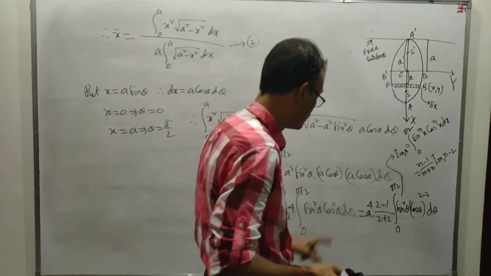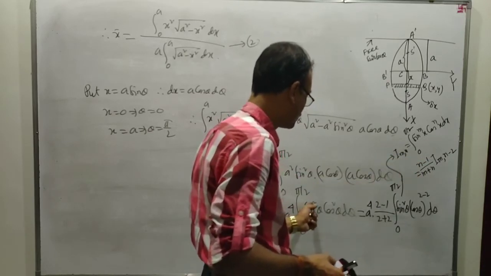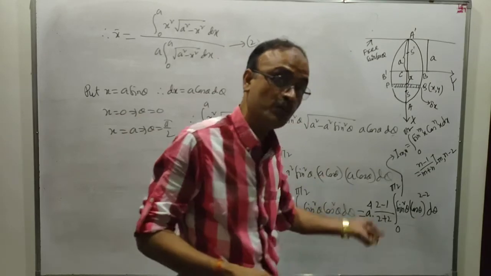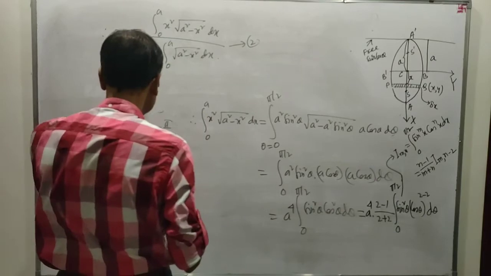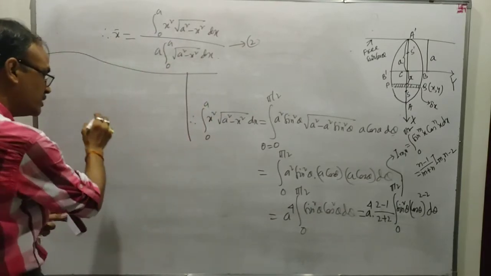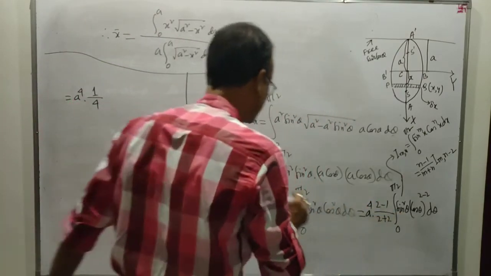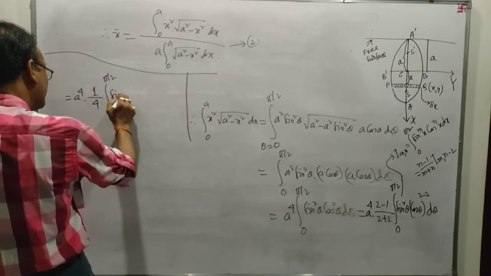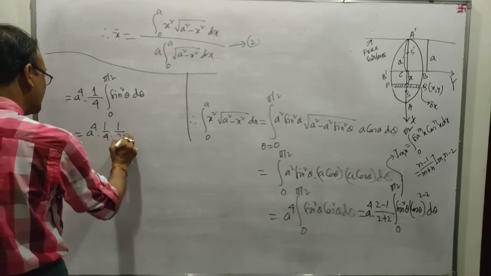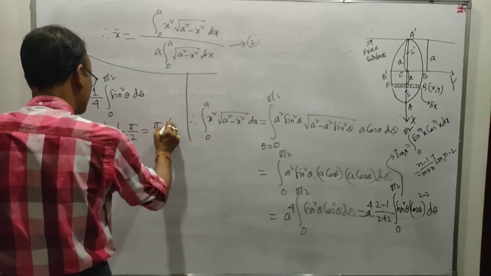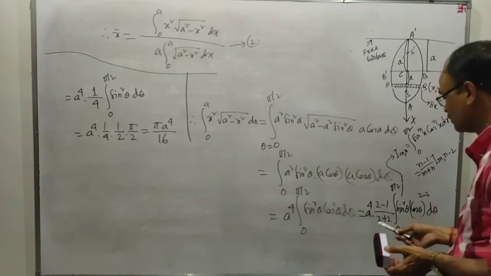Here, sin to the power 2, cos to the power 2, so (2 minus 1) divided by (2 plus 2), that is (n minus 1) by (m plus n), into the integral with n minus 2, meaning sin square theta cos to the power 2 minus 2 theta. Cos to the power 0 is 1. This is equal to a to the power 4 into 1 by 4, integration 0 to pi by 2 of sin square theta d theta. This is equal to a to the power 4, 1 by 4, 1 by 2 into pi by 2. This is equal to pi a to the power 4 divided by 16.